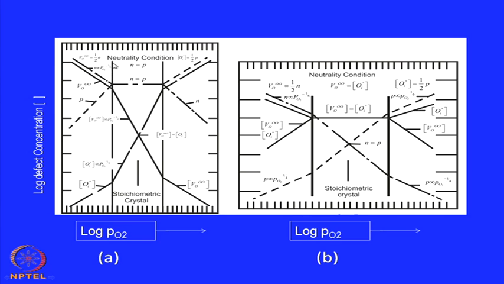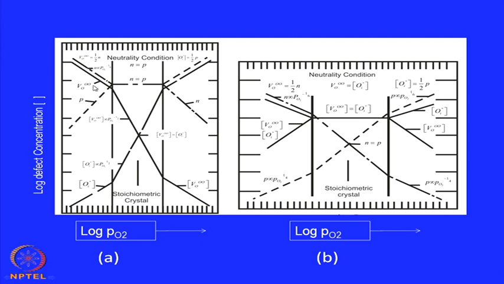slope of minus 1/6. Okay. It is 1/6, and then it goes there, it becomes constant. At an intermediate PO2, N becomes P, and then on this side is P, and N becomes lower. So, on this side N dominates, P is very low.